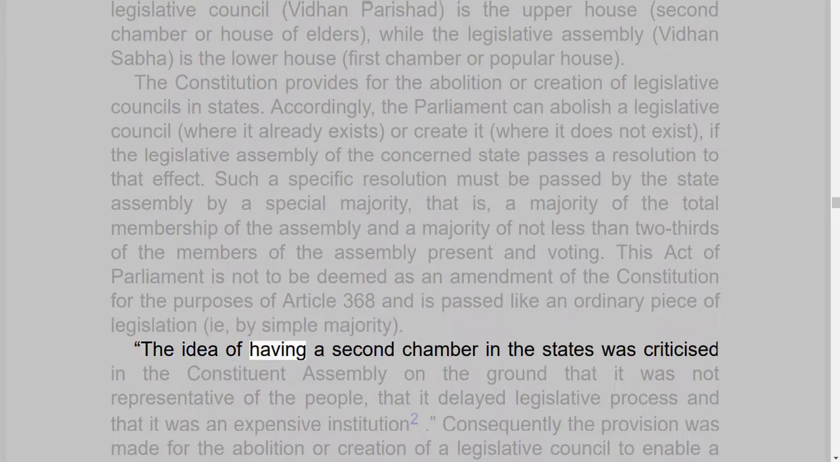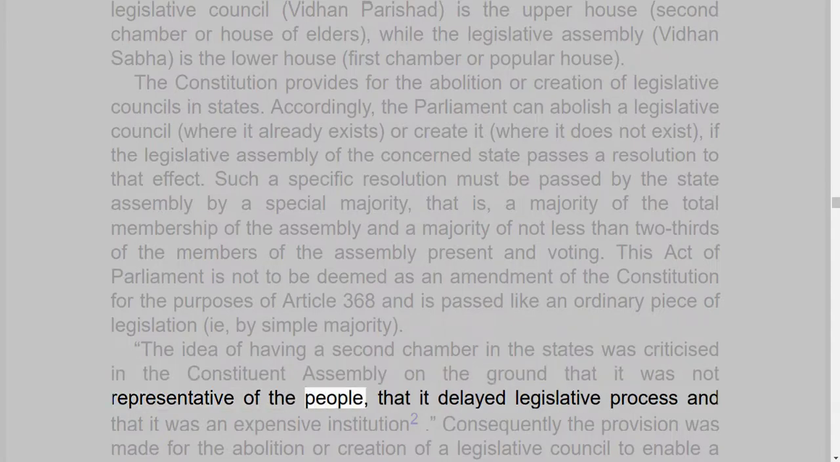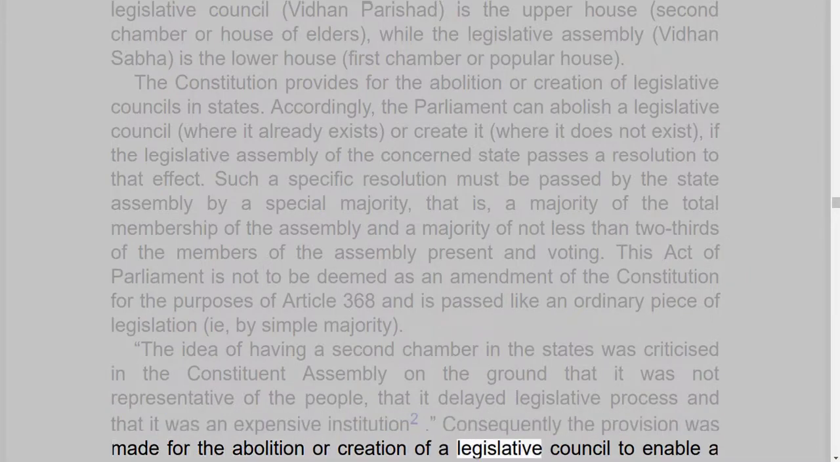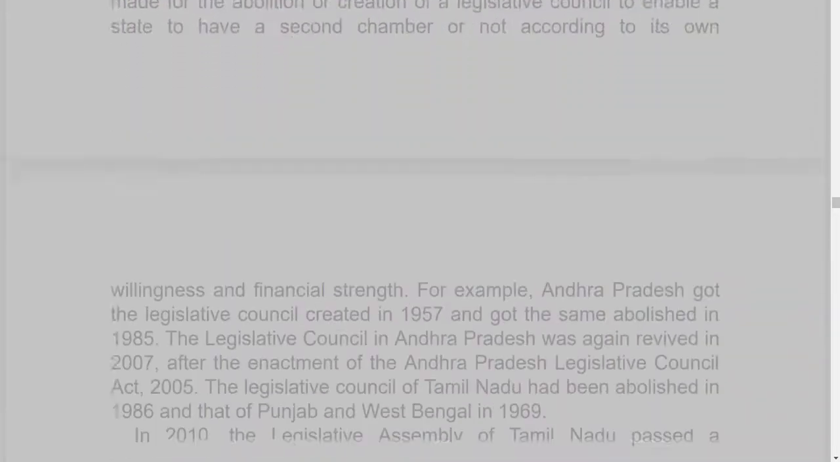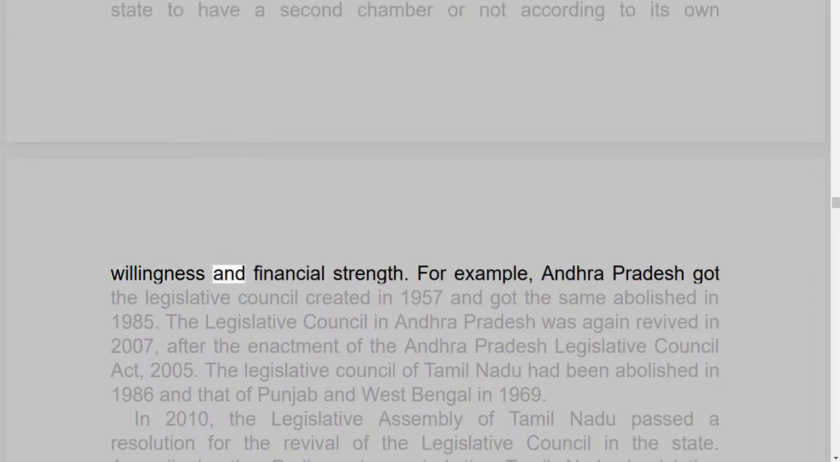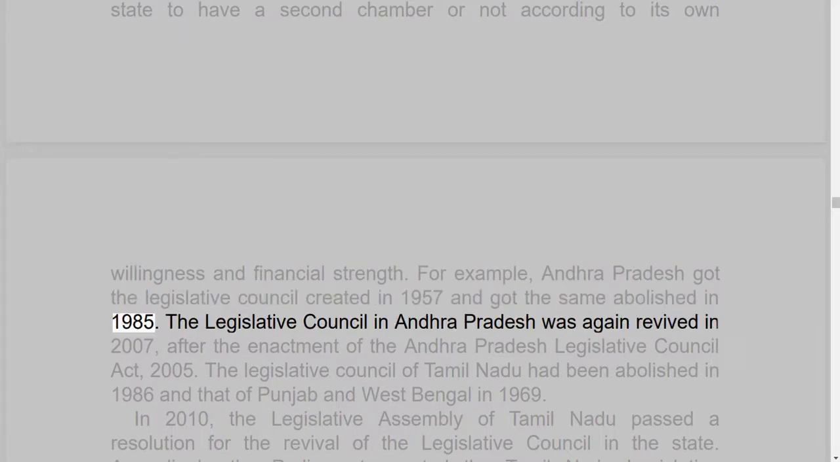The idea of having a second chamber in the states was criticized in the Constituent Assembly on the ground that it was not representative of the people, that it delayed legislative process, and that it was an expensive institution too. Consequently, the provision was made for the abolition or creation of a legislative council to enable a state to have a second chamber or not according to its own willingness and financial strength. For example, Andhra Pradesh got the Legislative Council created in 1957 and got the same abolished in 1985.